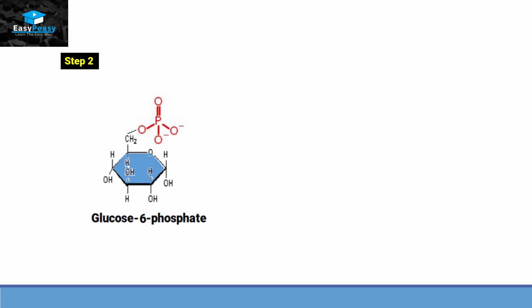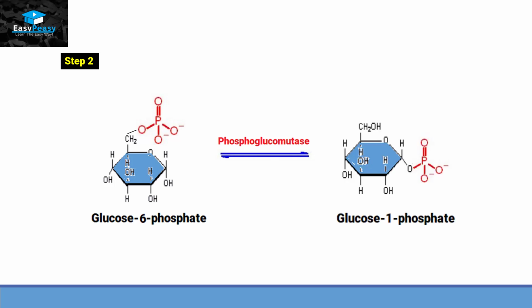Next is step 2. In step 2, now we have glucose 6-phosphate. This glucose 6-phosphate, with the help of an enzyme, phosphoglucomutase, will convert itself into glucose 1-phosphate. In this compound, the inorganic phosphate shifts its place from carbon number 6 to carbon number 1 here.